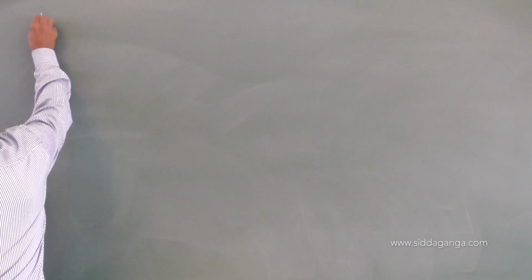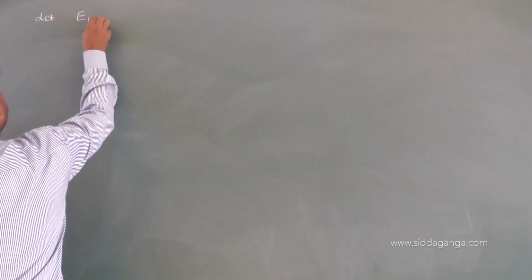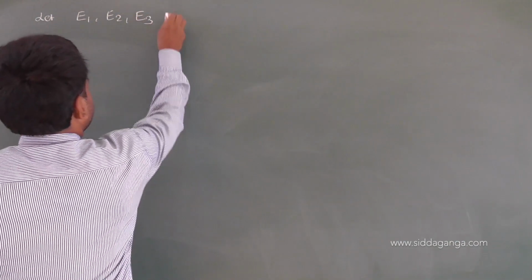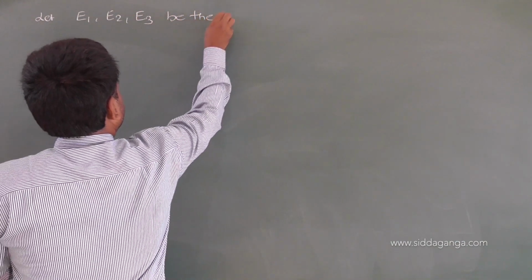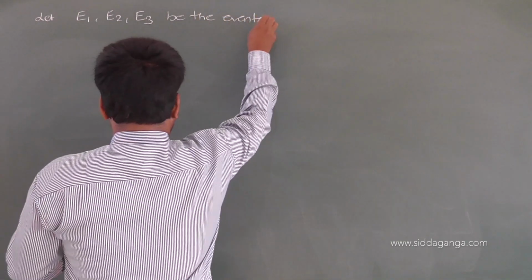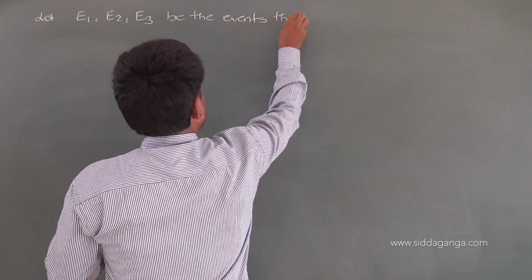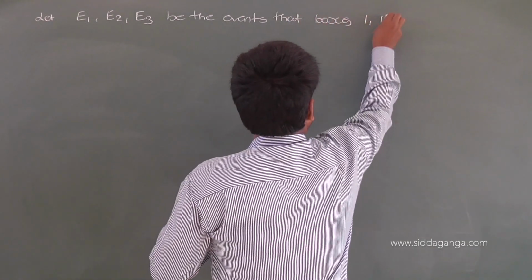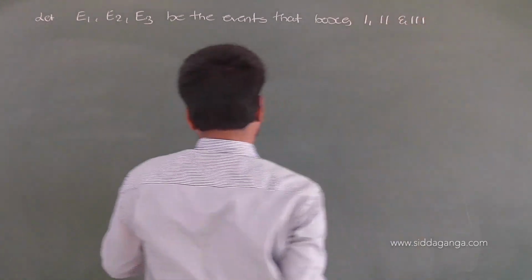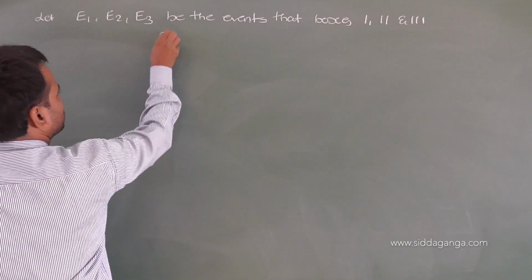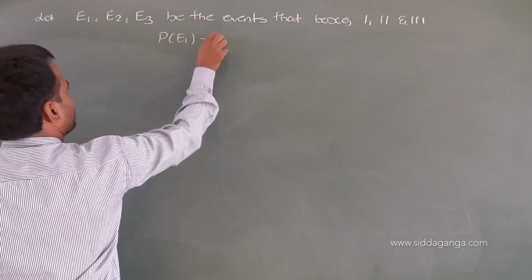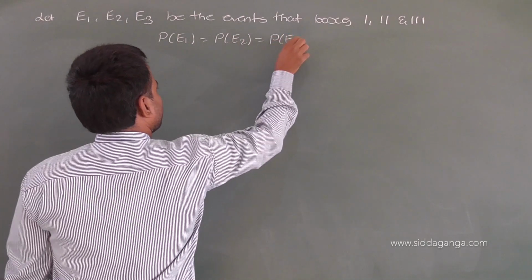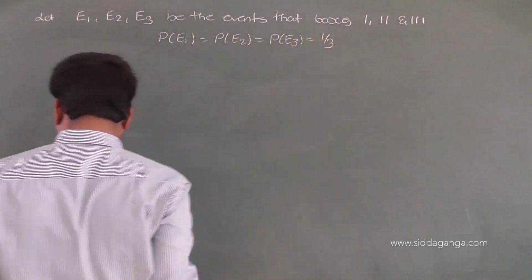Observe here, let E1, E2, E3 be the events that boxes 1, 2 and 3 are chosen. P of E1, P of E2, P of E3, that is 1 by 3.